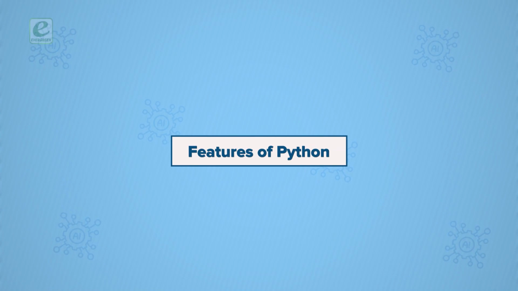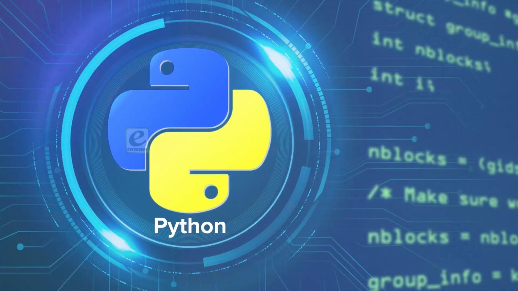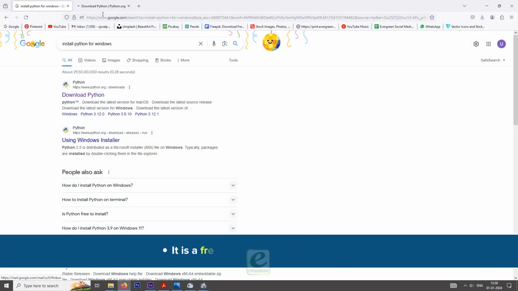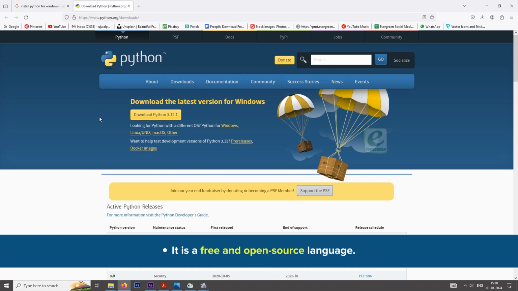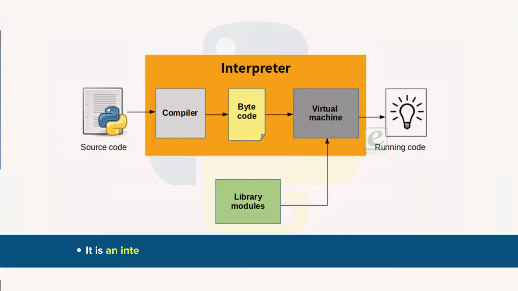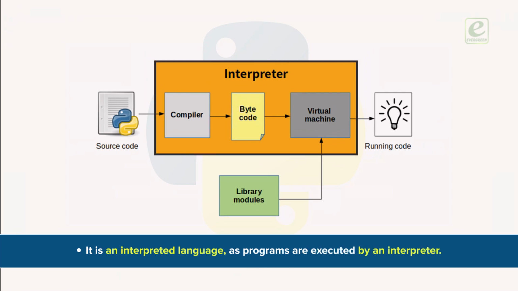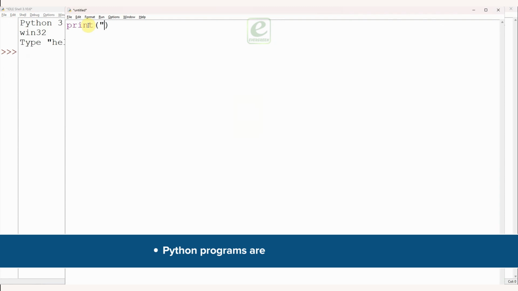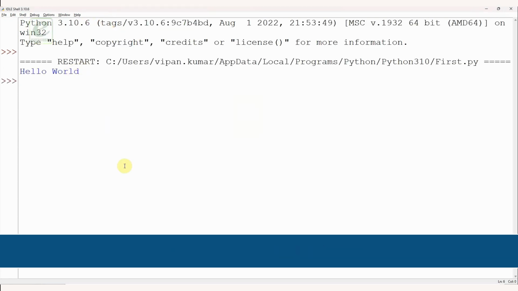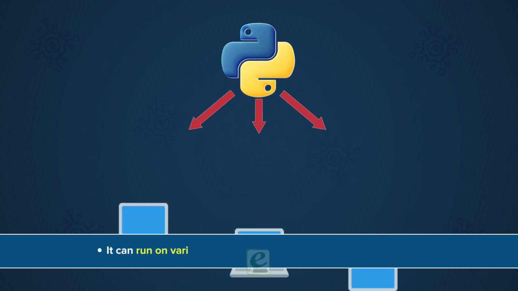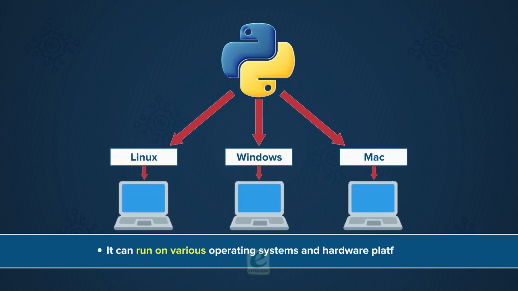Features of Python. Python is a high-level language. It is a free and open-source language. It is an interpreted language, as programs are executed by an interpreter. Python programs are easy to understand. Python is one of the portable languages available in the industry. It can run on various operating systems and hardware platforms.